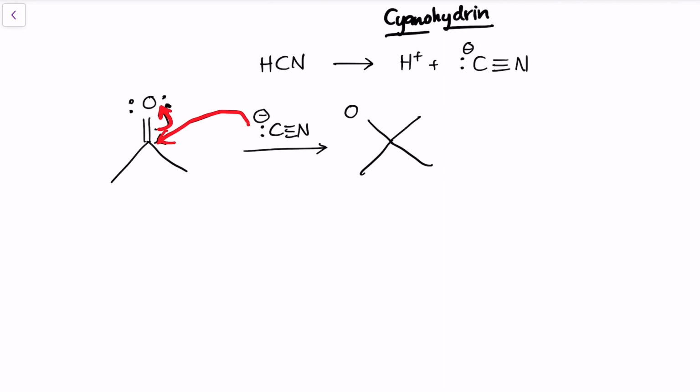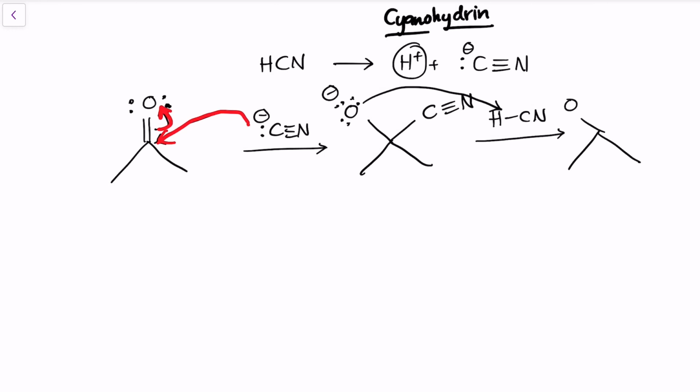Right, so now you end up getting a CN that you have here. Let me write it as C triple bond N so that it becomes easier to understand. And oxygen ends up getting 3 electron pairs or 6 electrons and forms the structure. Now notice that HCN also has a positively charged hydrogen. So the oxygen now attacks the HCN and takes out the proton, resulting in the formation of OH and a C triple bond N on one side, forming the cyanohydrin.